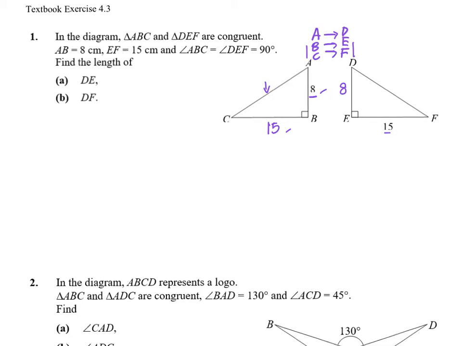Now, let's find number 1, DE. What's the answer? 8 cm. Now, need to find DF. I need to use the Pythagoras Theorem. DF is the hypotenuse, is the longer side. So, I need to do addition. DF square is equals to 8 square plus 15 square.